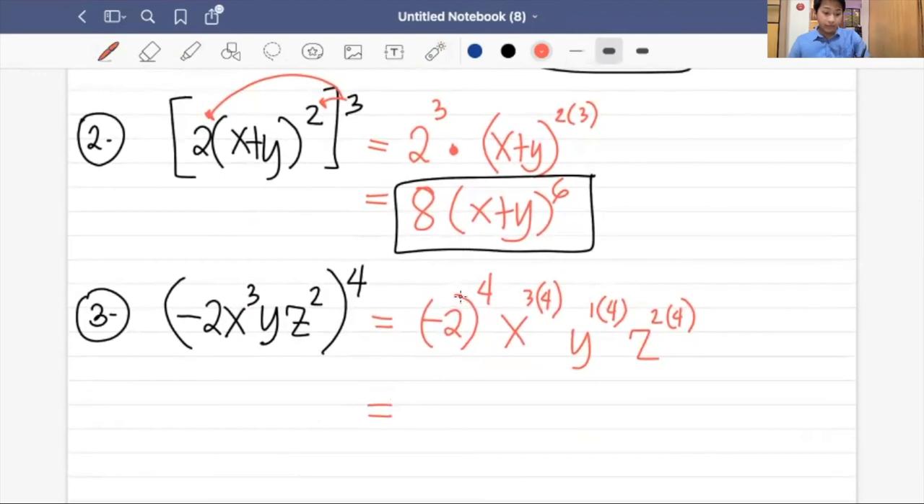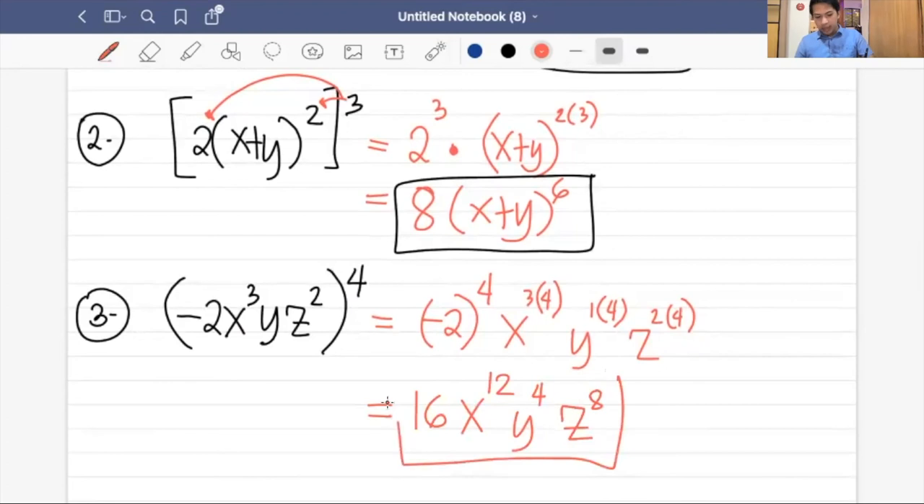Negative 2 times negative 2 times negative 2 times negative 2. We know that it's going to be positive because of the even exponent. So we have 16x, 3 times 4, 12, y, 1 times 4, 4, z, 2 times 4, 8. So our final answer is 16, x to the 12th power, y to the 4th power, z to the 8th power.